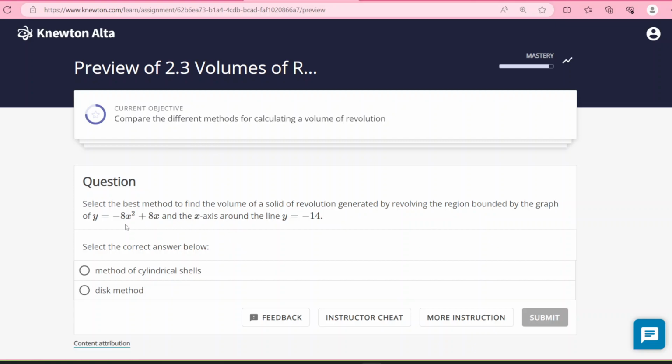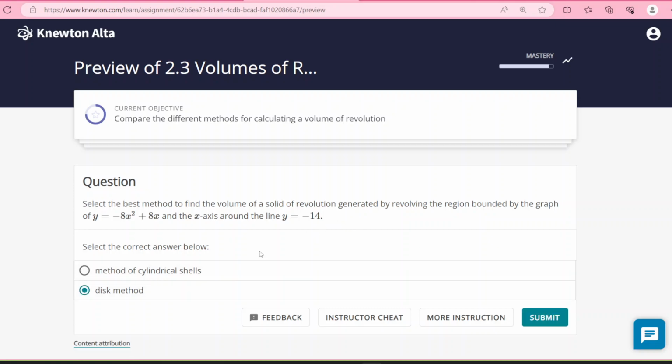Yeah, and this is very similar again to example number 2. So I'm just going to say this one out loud without writing anything. So remember example number 2, they had y equals negative 9x squared plus 9x. And the x-axis was on bottom, and we were rotating around the line y equals negative 20. Yeah, so all that changed here from example number 2 from earlier in the video for this objective. They changed the numbers. That's it, from 9 to 8 and from 20 to 14.